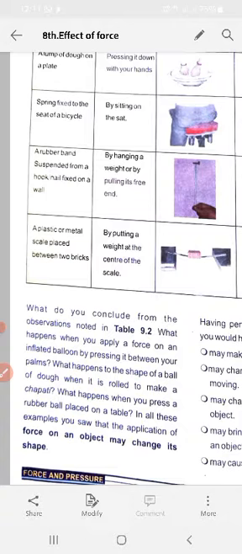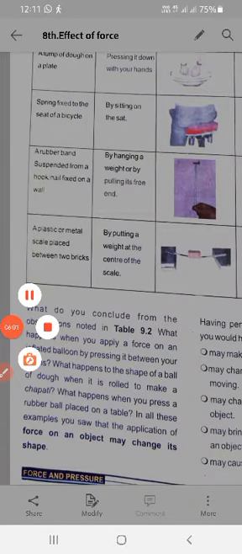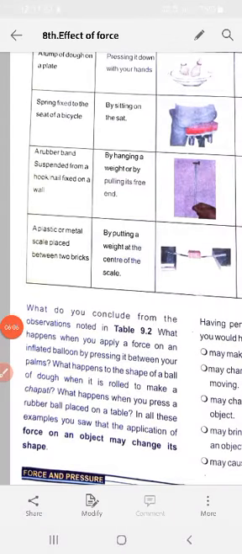This is the same concept as we said: force can change the state of the motion and force can change the shape of the object. So it was about the two concepts.